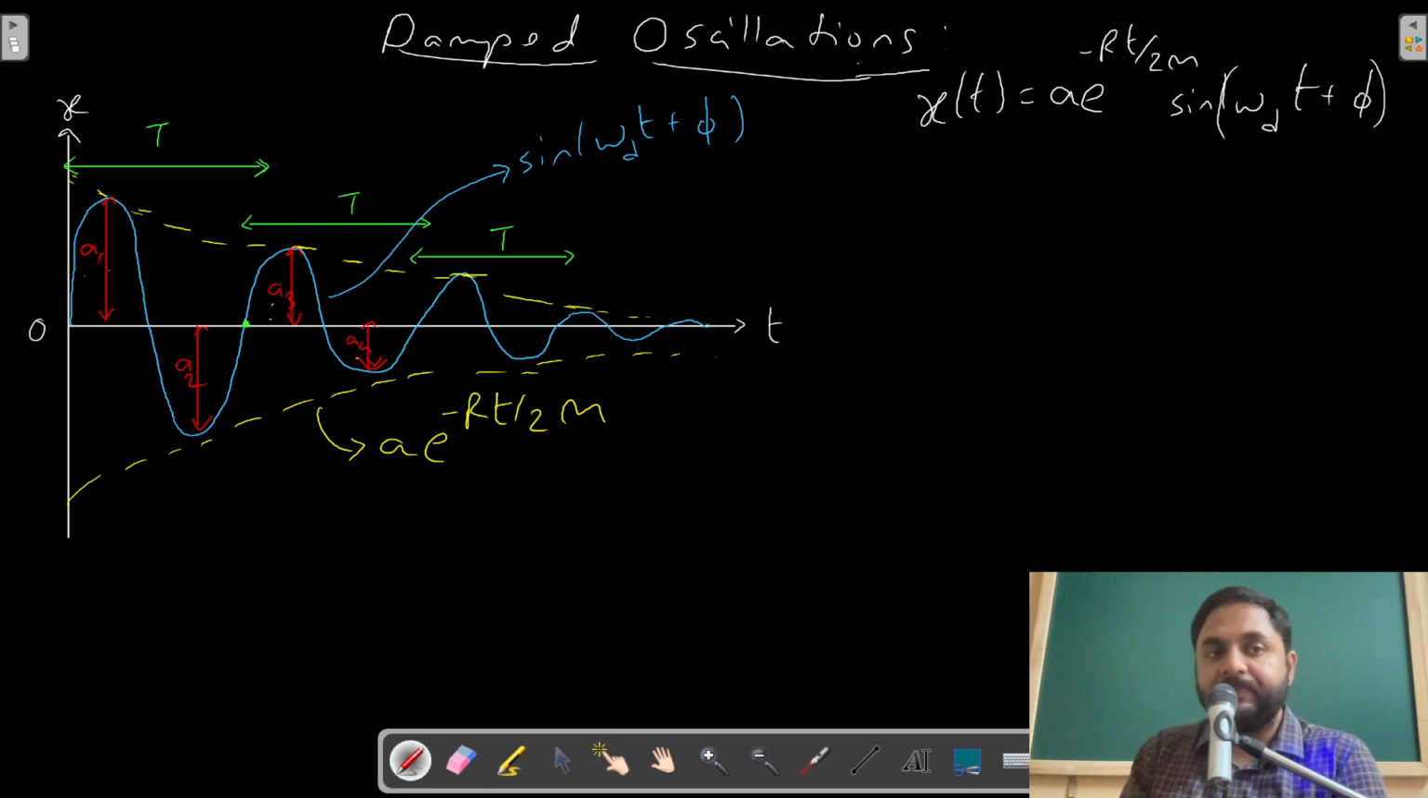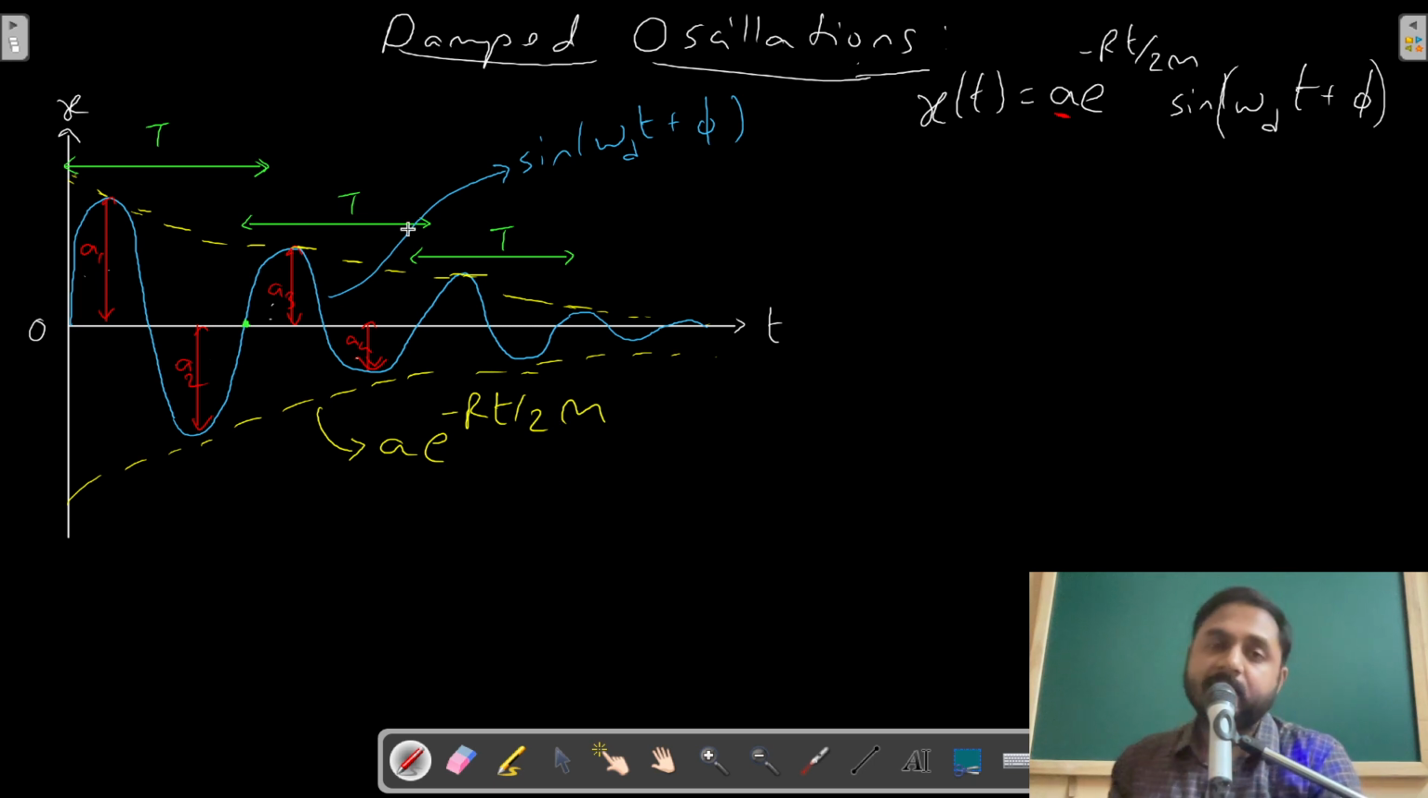And why is that happening? That is happening because of this term. The amplitude is not just A. Now the amplitude is A into e raised to minus Rt by 2m. That's why this yellow colored line that I have drawn, this entire sinusoidal curve, is falling according to it. So you can see there is a yellow envelope which shows how the amplitude is falling, and this is given by A into e raised to minus Rt by 2m.